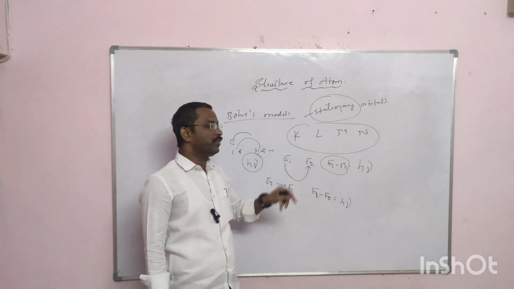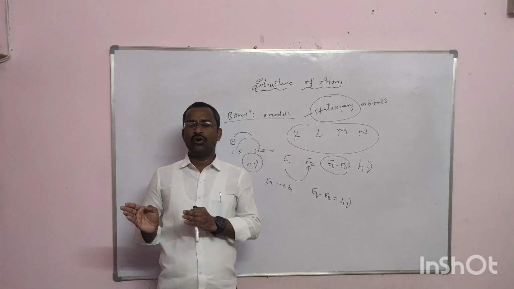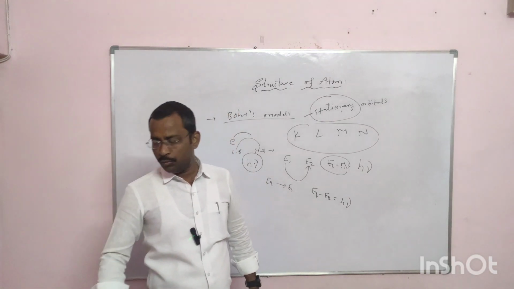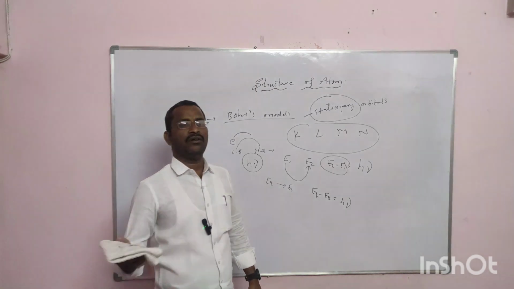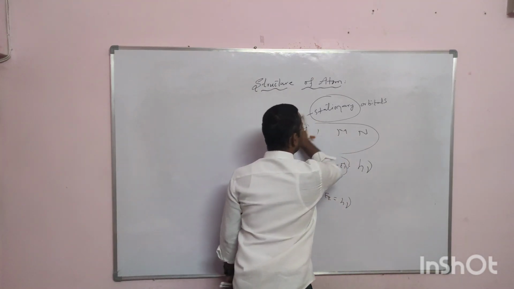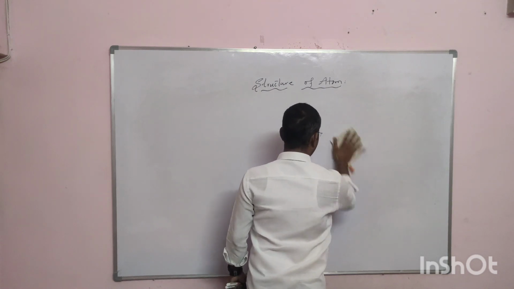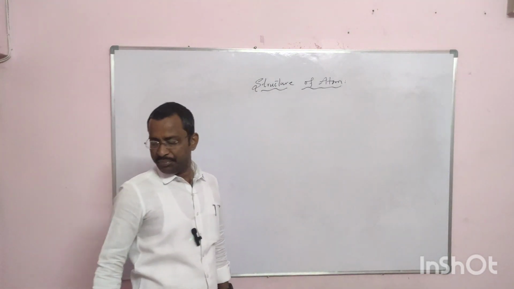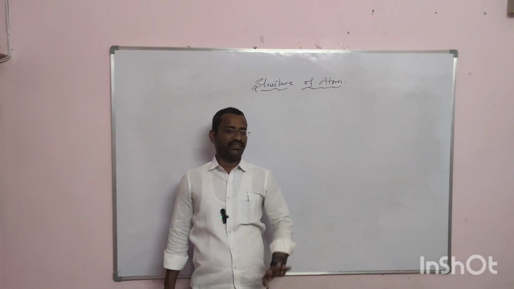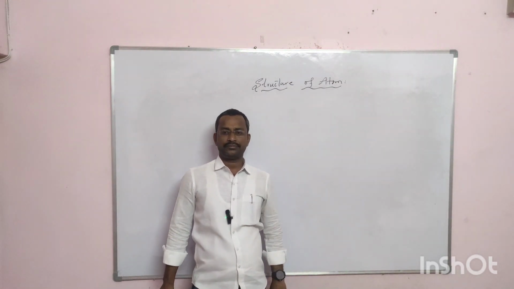And Bohr explained about the line spectrum. What do we mean by line spectrum? What do we mean by band spectrum? See, what did we say spectrum is? The combination of different frequencies of light is known as a spectrum. In spectrum we said there are two spectrums: one is the visible spectrum, another is the invisible spectrum. Visible spectrum is the combination of colors that can be seen, for example VIBGYOR.